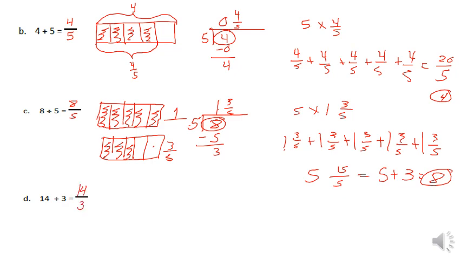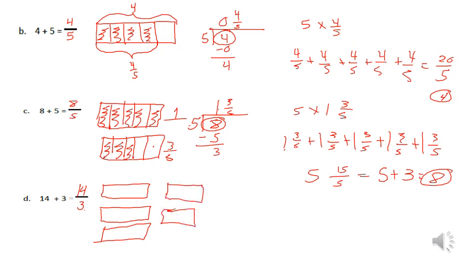Our last one, we have 14/3. And I can see 3 is going to go into 14 4 times. Okay, so I'm actually going to need 5 to show this one. And we're splitting them all into thirds. So if I go, there's 1/3, 2/3, 3/3, 4/3, 5/3, 6/3, 7/3, 8/3, 9/3, 10/3, 11/3, 12/3, 13/3, and 14/3. And you can see here, I've got a remainder of 1/3.